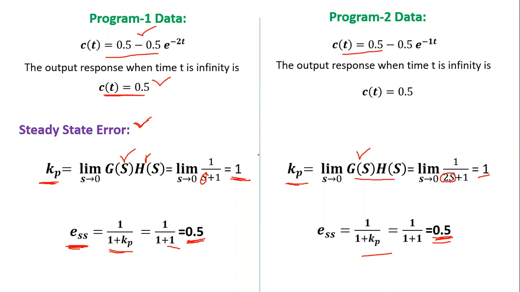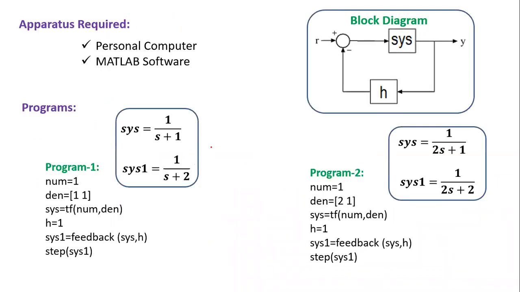Now we'll see the coding part, how we write the program. Coming to the programming part, the apparatus requires a personal computer and MATLAB software. In the coding, first we specify the open loop system. For that open loop system, we give the unity feedback element, and then it becomes a closed loop system. For the closed loop system, we apply the unit step signal as an input and identify the output response.